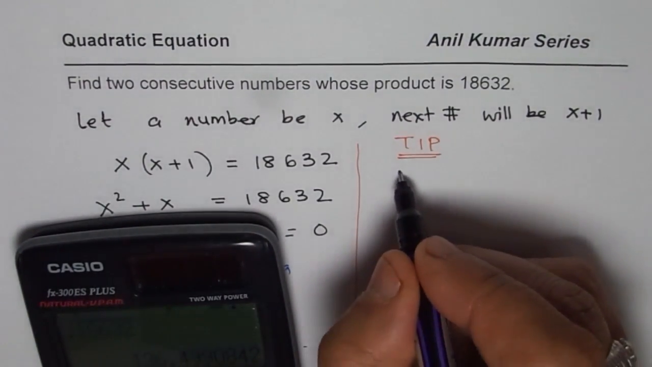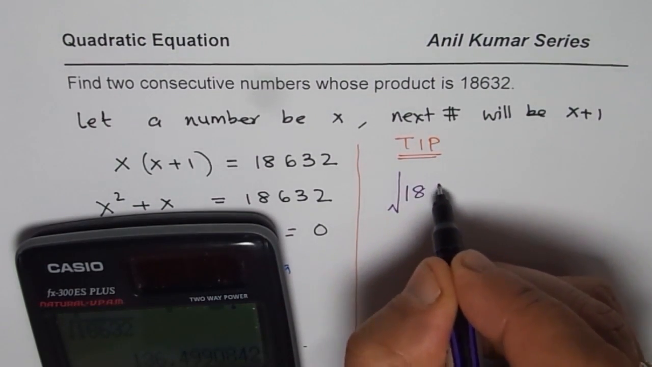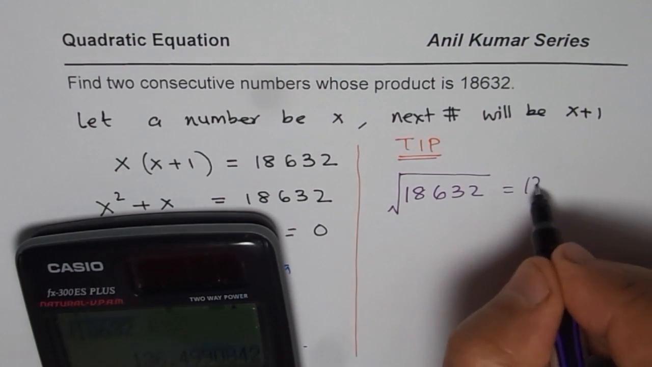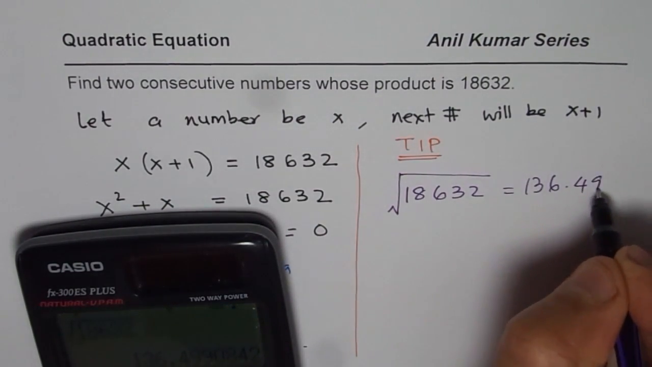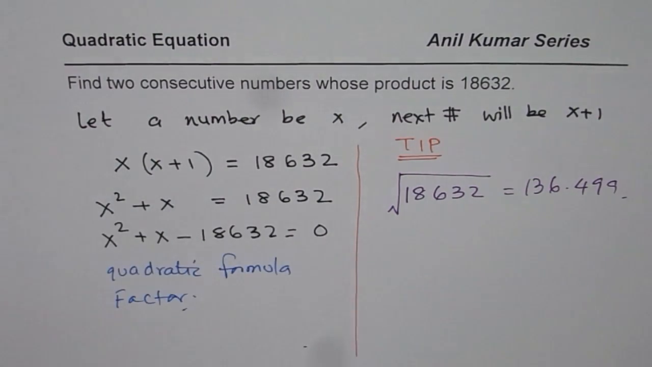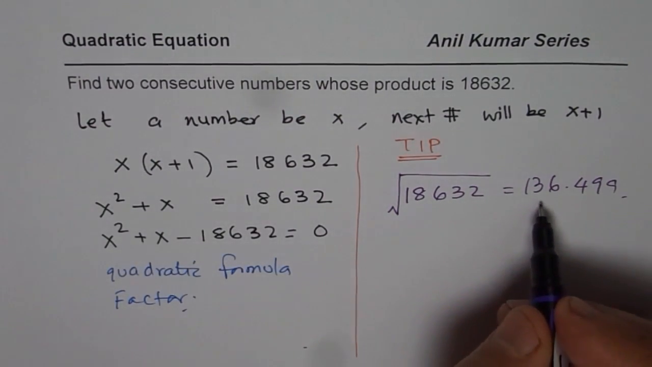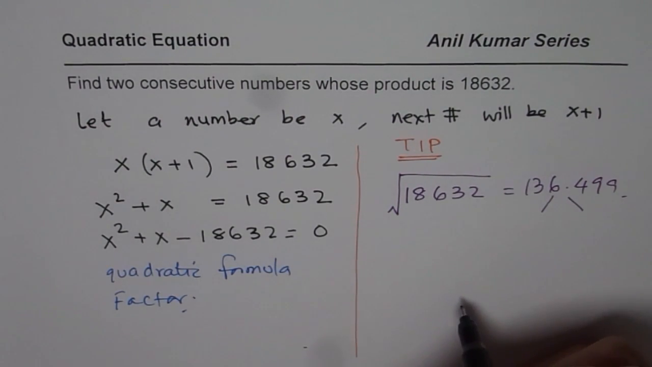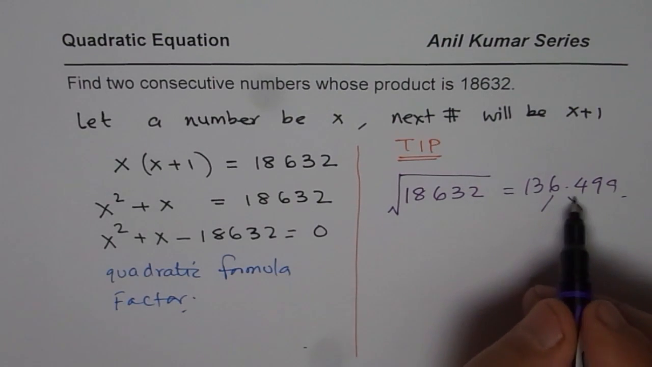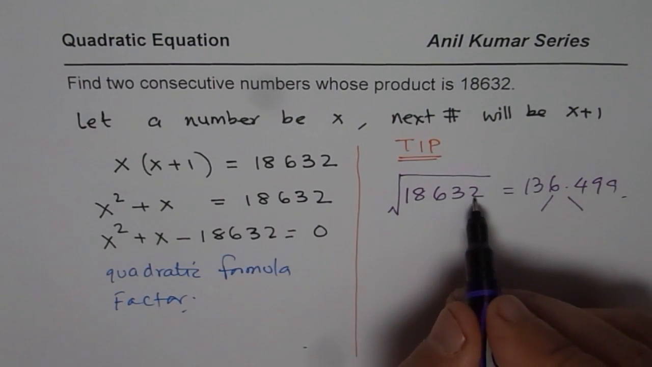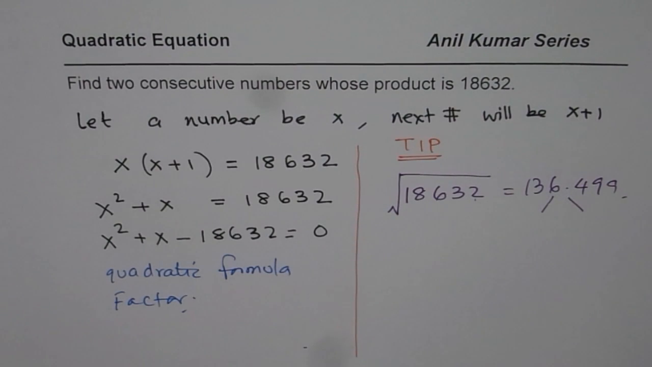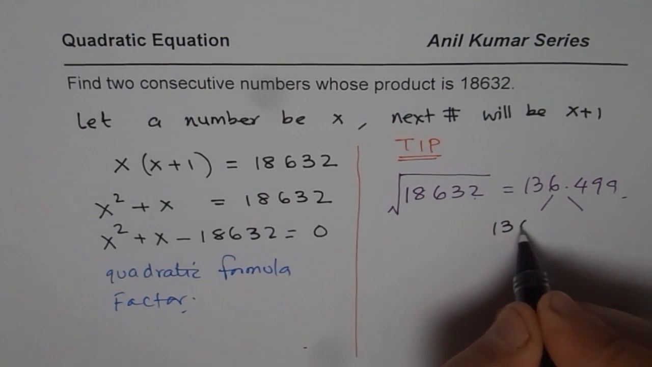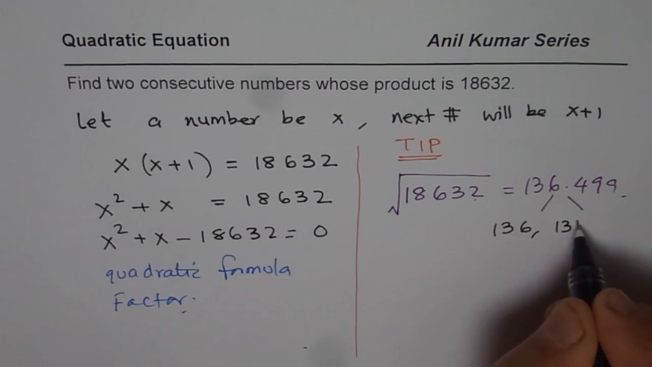So the tip is when you do square root of 18632, what you really get is 136.499, something like this, correct? But that gives you a fairly good idea about your answer. Two numbers are close to this. Got it, right? And when you multiply, 6 times 7 is 42, so that helps us. So we can guess that the answer should be 136 and 137.